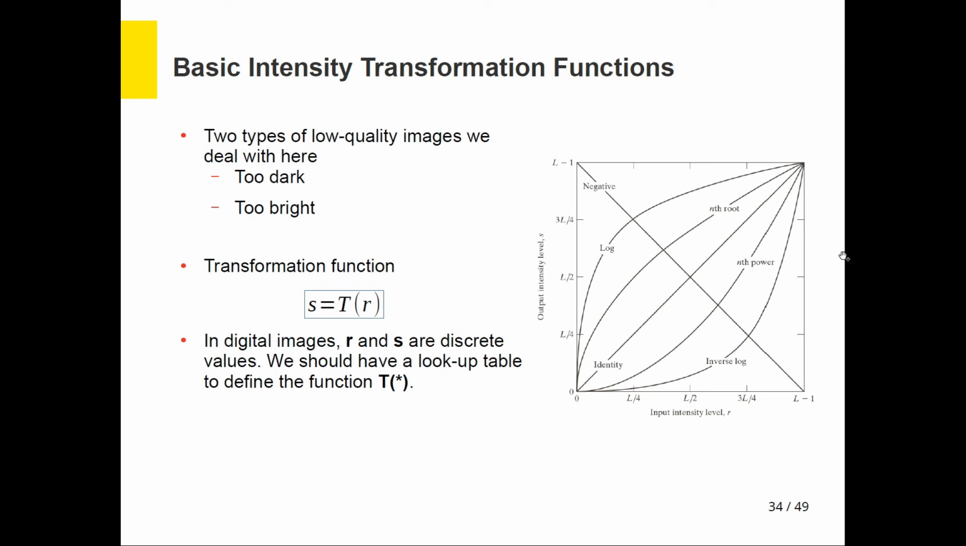So basic intensity transformation functions are used when we are dealing with images that are either too dark or too bright, and because of the side effects of these conditions, there are features that cannot be easily seen. In the right graph you see some of these intensity transformations that we will go over one by one. So the general formulation, as mentioned before, is S equals T of R, and in digital images S and R are discrete values, so we usually create a lookup table to define the function T.